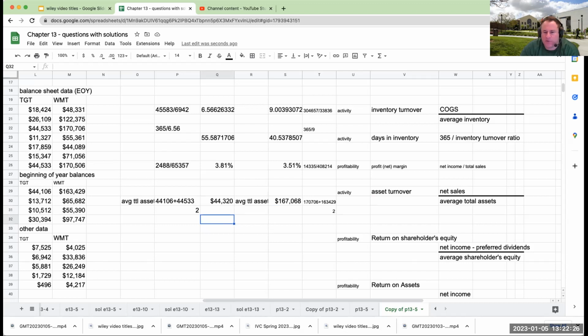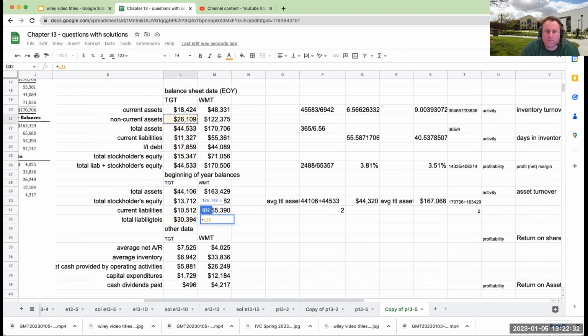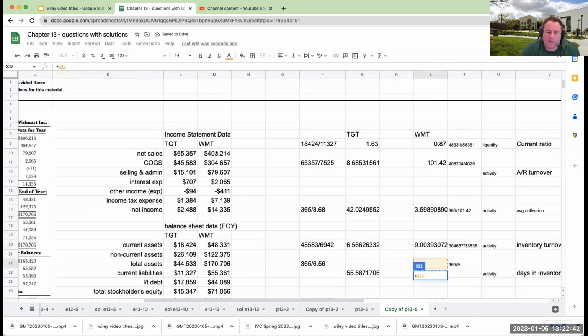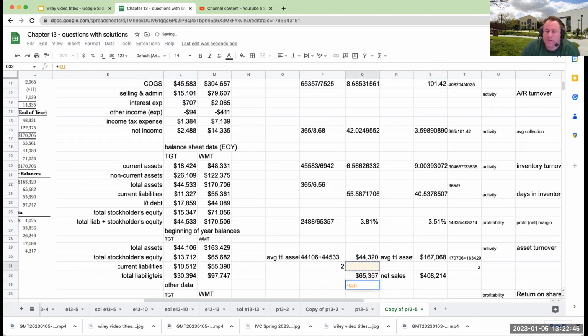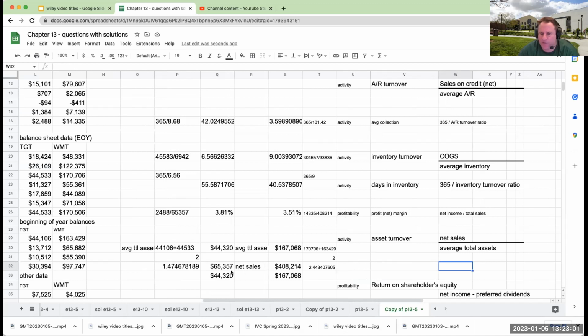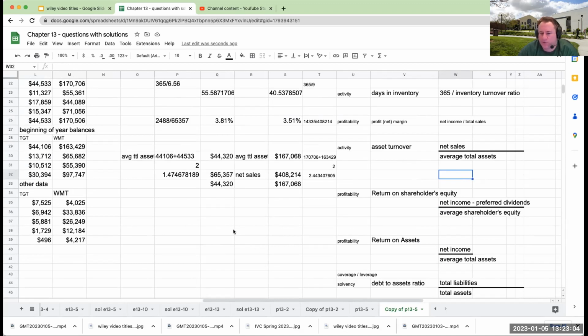So my net sales are 65,357. And over here for Walmart, my net sales were 408,214. I'm dividing this by my average total assets, right? So this over here is giving me 2.44, and this is giving me 1.47. So on this one, I believe the higher the number, the better. And this again is for total asset turnover.